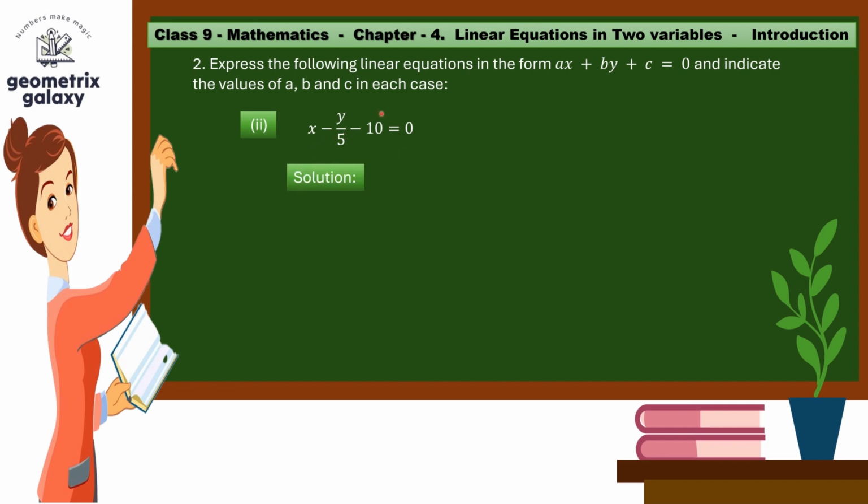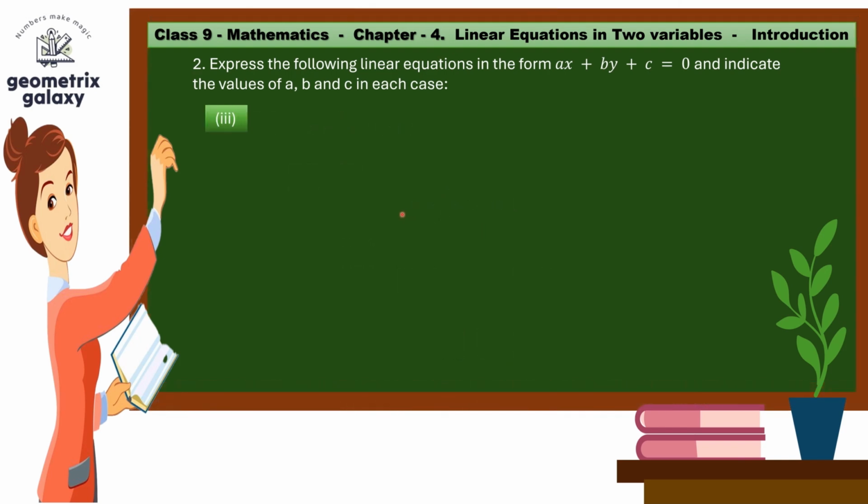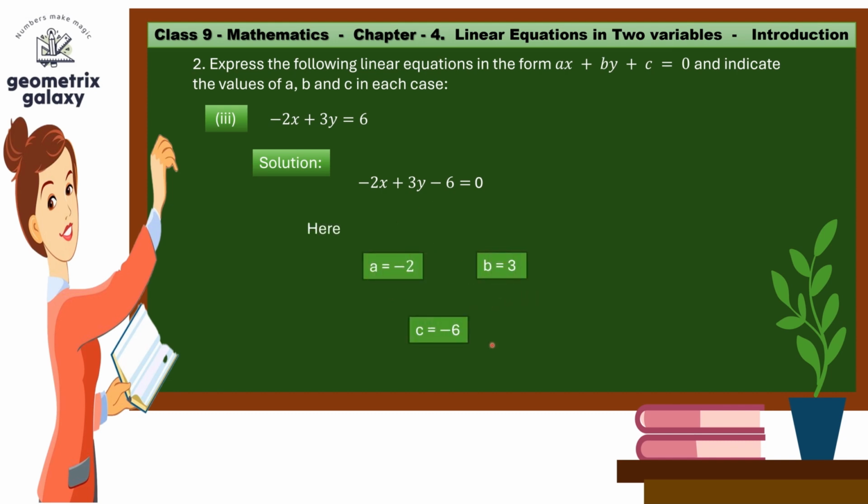Second subdivision is x minus y by 5 minus 10 is equal to 0. Here the given equation is already in general form, so we need not change anything. So a takes the value 1 and b takes the value minus 1 by 5 and c takes the value minus 10. Our third subdivision is minus 2x plus 3y is equal to 6. If we write it in general form, it will become minus 2x plus 3y minus 6 is equal to 0. The constant term is transposed to the left hand side. So a takes the value minus 2, b takes the value 3 and c takes the value minus 6.